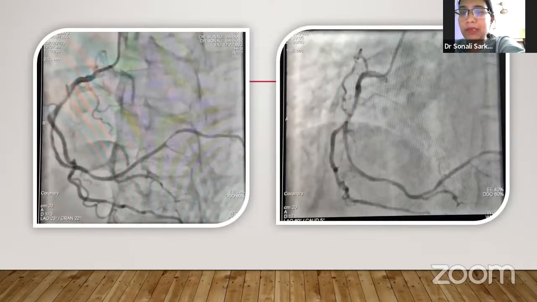RCA, there is a stent in the proximal portion of the RCA, which from the papers we came to know is a bare metal stent, 3 into 30 millimeter. And we can see that it's a very large RCA, almost reaching up to the apex. And in the RCA, there is also some disease in the mid portion, distal to the stent edge, inside the stent, and also distal RCA. Next slide.